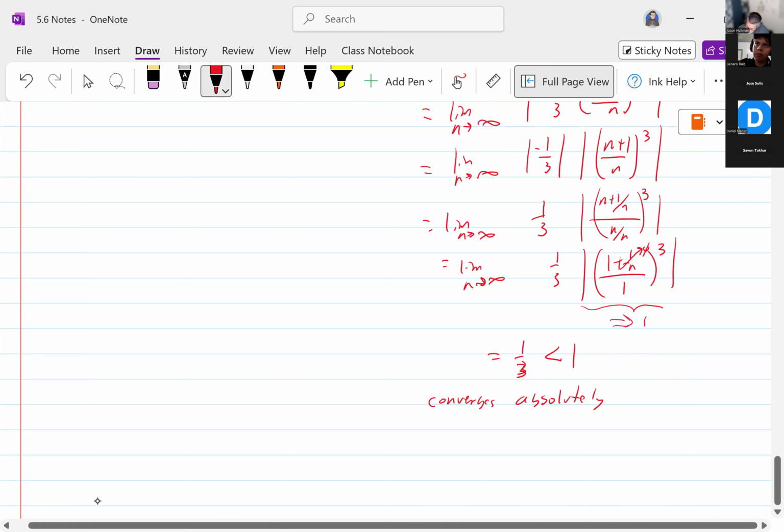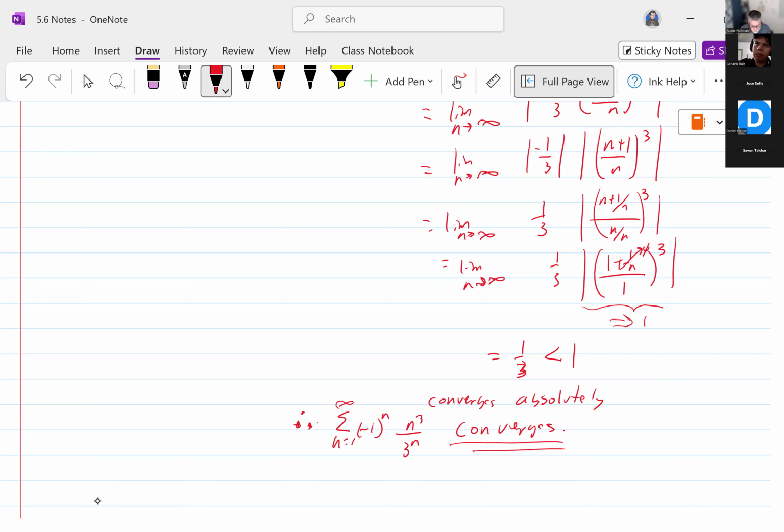Therefore, the original series, n equals 1 to infinity of -1 to the nth power times n cubed over 3 to the nth converges. It is absolutely convergent, therefore it is convergent, because we got a value less than 1.